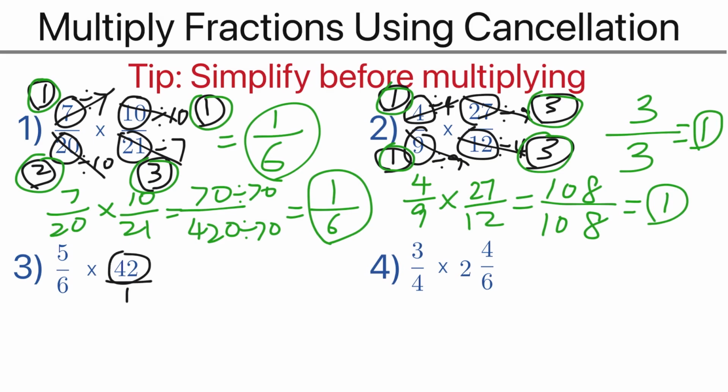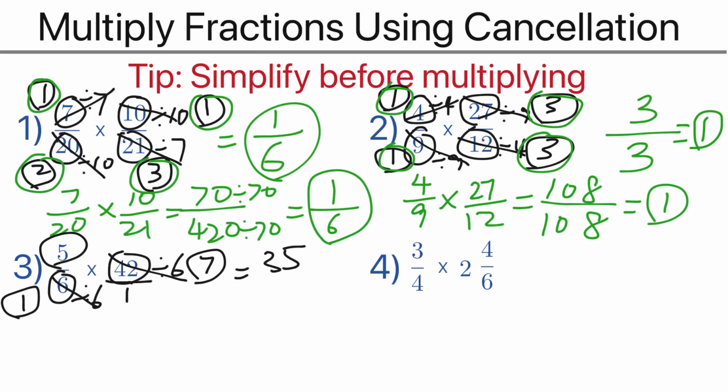The first thing I notice is 42 and 6. They're both divisible by 6. And 6 divided by 6 is 1. 42 divided by 6 is 7. Okay, and 5 and 1, there's nothing there. So we'll go ahead and take the 5 times the 7 equals 35. And then we'll take the 1 multiplying by the 1 underneath, and that becomes 1. So then we will have the answer of 35.